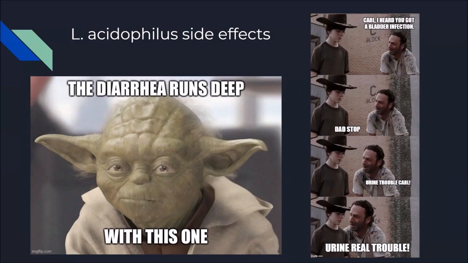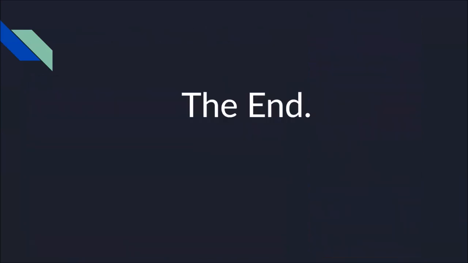In fact, people with weak immune systems, like a person with artificial heart valves, probably shouldn't take L. acidophilus for fear of making them more vulnerable, further weakening their immune systems, and causing a severe bacterial infection.